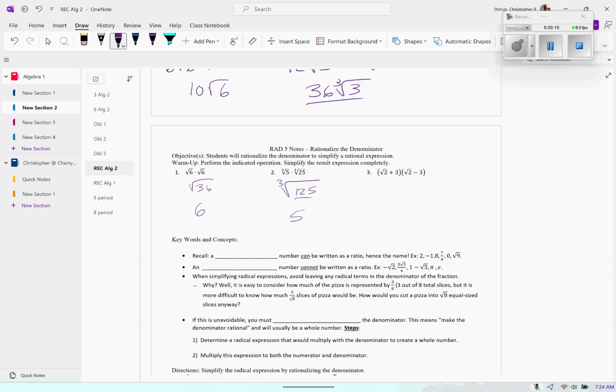If I FOIL this out, I'm going to get root 2 times root 2 is root 4, which is 2, minus 3 root 2, plus 3 root 2. I should have been a 2, sorry about that. Minus 9. These cancel out, so I'm going to get 2 minus 9, which is negative 7. I'm not too worried about these.